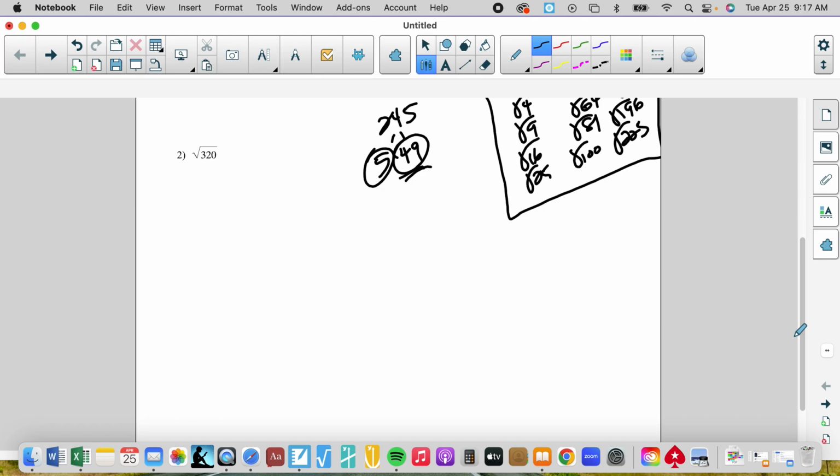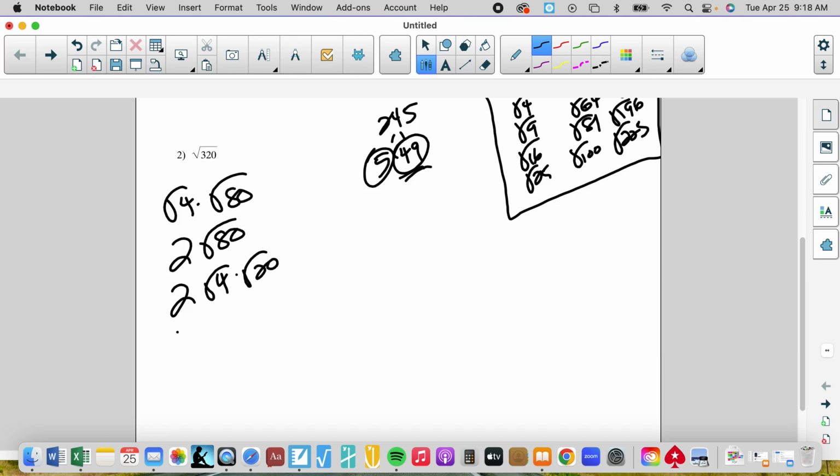320, well, I know 4 goes into 32. So rad 4, rad 80. So this becomes 2 rad 80. And I'm going to simplify 80 as 4 times 20. So 2 times 2 times rad 20. And rad 20 can be broken into rad 4, rad 5. So we get 2 times 2 times 2 times rad 5, which gives us 8 rad 5.